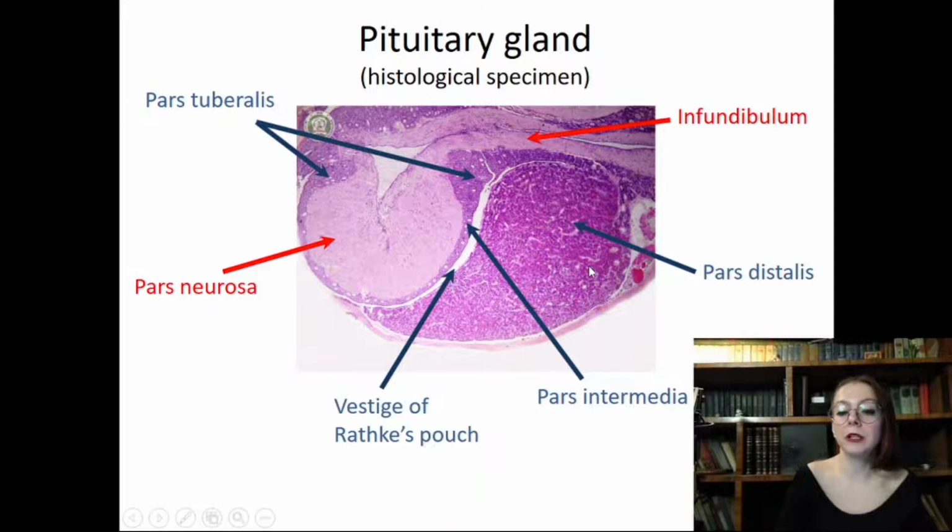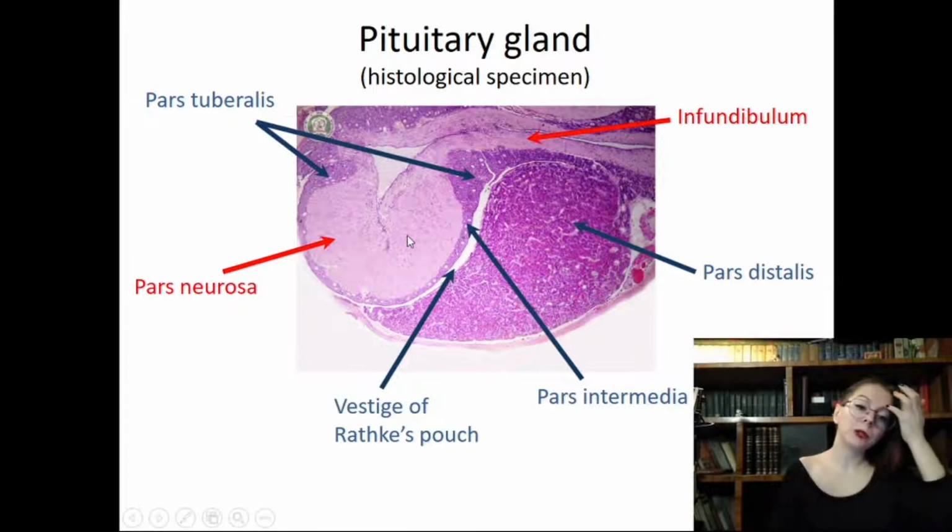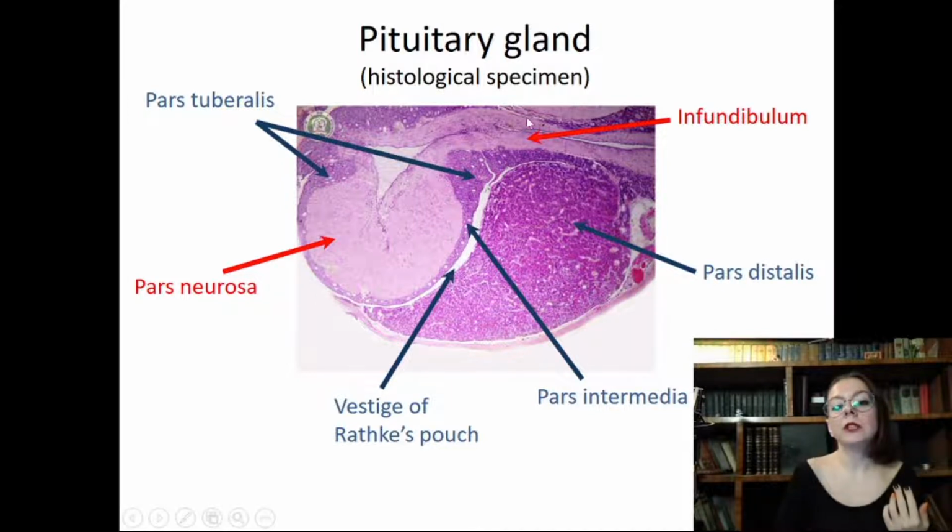Then, what about the adenohypophysis? This is the pars distalis, the largest one. Between the pars nervosa and the pars distalis, there is the pars intermedia with small follicles inside. And around the infundibulum, this is the connecting stalk, and it connects the neurohypophysis to the hypothalamus. Around the infundibulum, we can find the pars tuberalis.